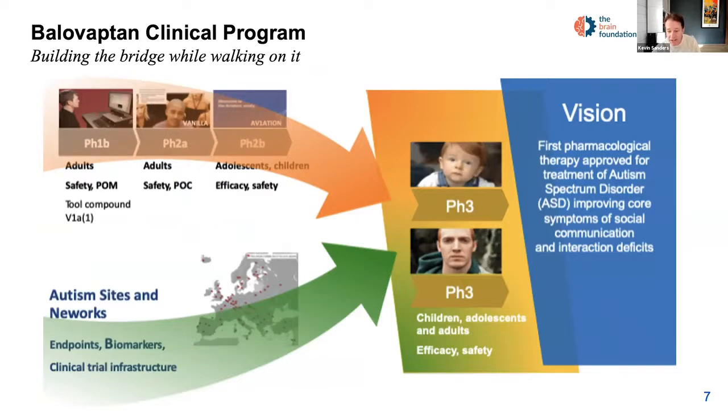So one of the big challenges of developing therapeutics in ASD is what we call here building the bridge while you're walking on it. While we're running early clinical programs, we're also working with experts and sites and networks to figure out potential endpoints, biomarkers, and clinical trial infrastructure. For ASD, there really isn't a great playbook for this to date. And as you can see from this slide here, the vision for Balvactin was to be the first pharmacological therapy approved for the treatment of the core symptoms of socialization and communication.